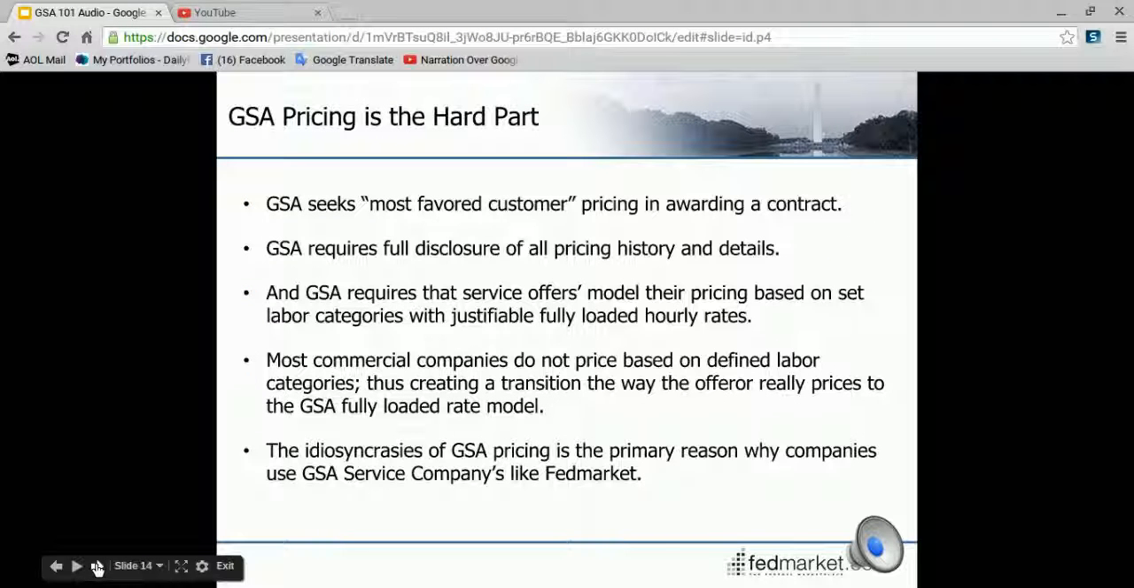GSA pricing is the most difficult part of the proposal. GSA seeks most favored customer pricing in awarding a contract. GSA requires full disclosure of all pricing history and details. And GSA requires that service offers model their pricing based on set labor categories with justifiable, fully loaded hourly rates. Most commercial companies do not price based on defined labor categories, thus creating a transition in the way the offerer really prices to the GSA fully loaded rate model. Confusing? Yes. The idiosyncrasies of GSA pricing is the primary reason why companies use GSA services like Fedmarket.